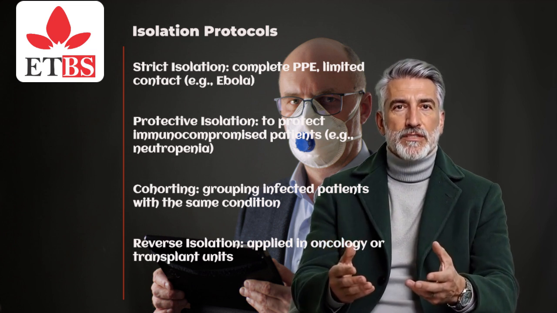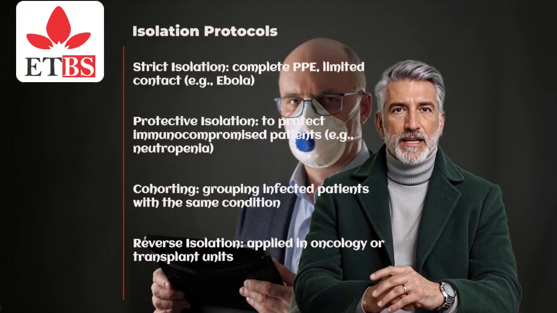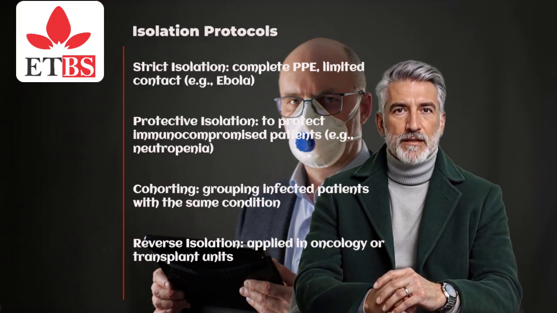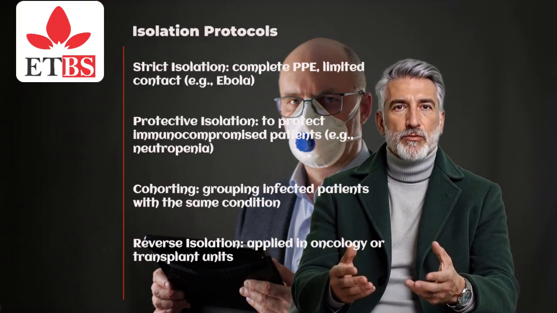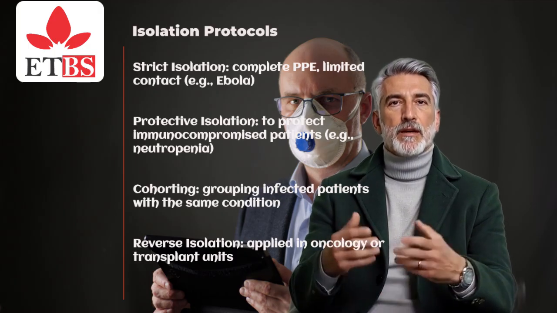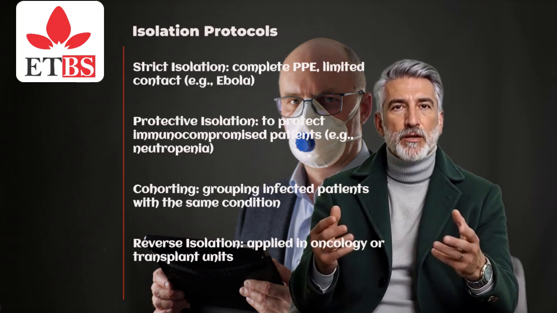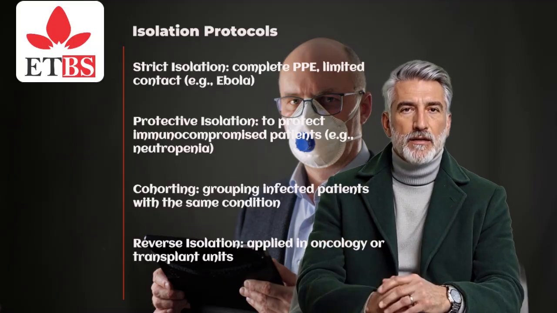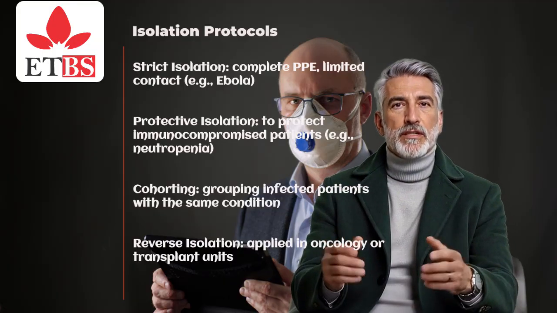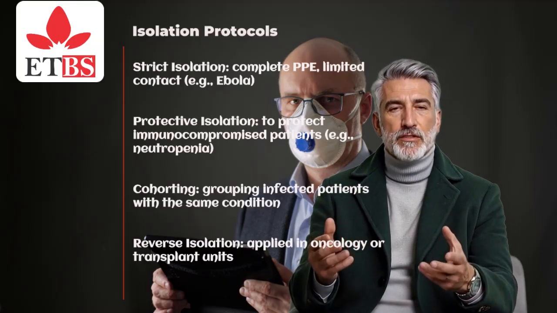B. Room design and environmental controls: negative pressure rooms with HEPA filtration, anterooms for donning and doffing PPE, air exchange rates greater than or equal to 12 ACH, air changes per hour, use of UVC lights and antimicrobial surfaces.